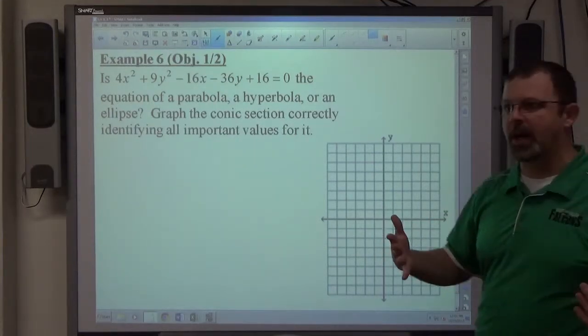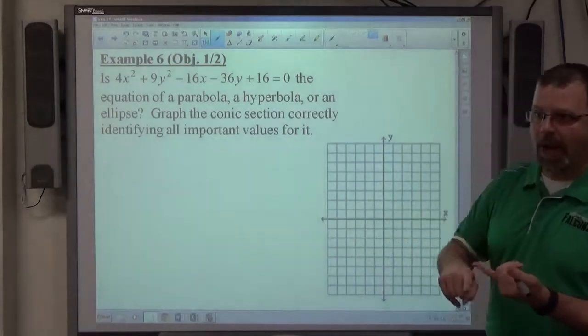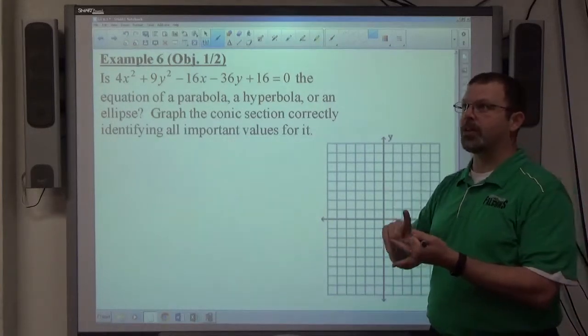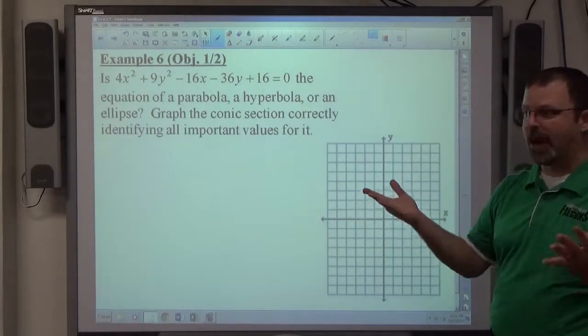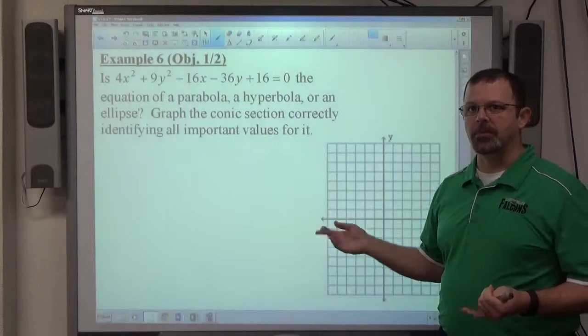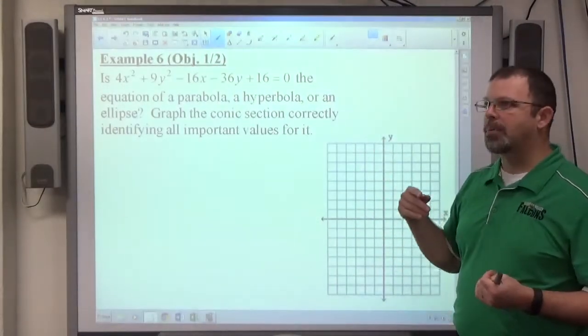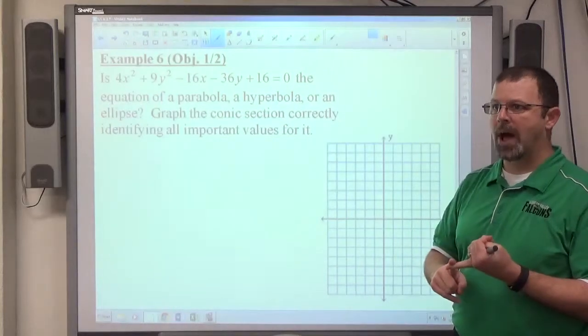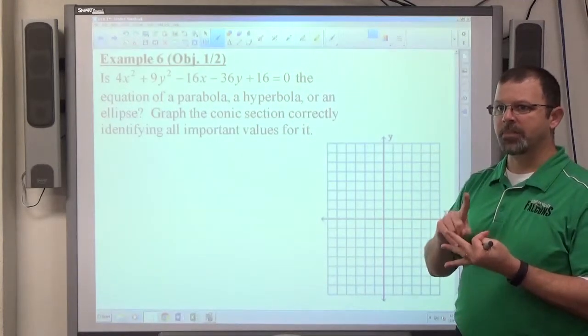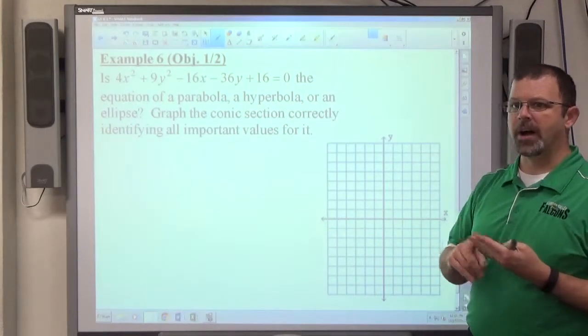Once you establish what kind it is, if it's a parabola, I want an axis of symmetry, a directrix, a focus, and a vertex in the graph. If it's an ellipse, I want 4 vertices, 2 focal points, the center, and the graph. If it's a hyperbola, I want the 2 asymptotes, the center, the vertices, the foci, and the graph.